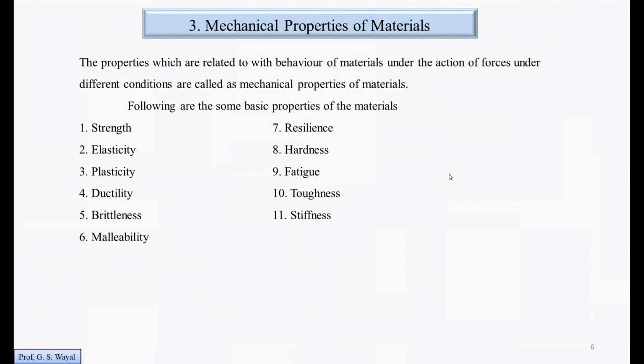Means there are different conditions and that particular material is subjected to a load. Okay, so whatever the behavior of that particular material under various loads in various conditions, that particular property is called a mechanical property of the material. Okay, now these are the mechanical properties: strength, elasticity, plasticity, ductility, brittleness, malleability, resilience, hardness, fatigue, toughness, and stiffness. One more is there, that is flexibility. Flexibility is also one of the mechanical properties of material.